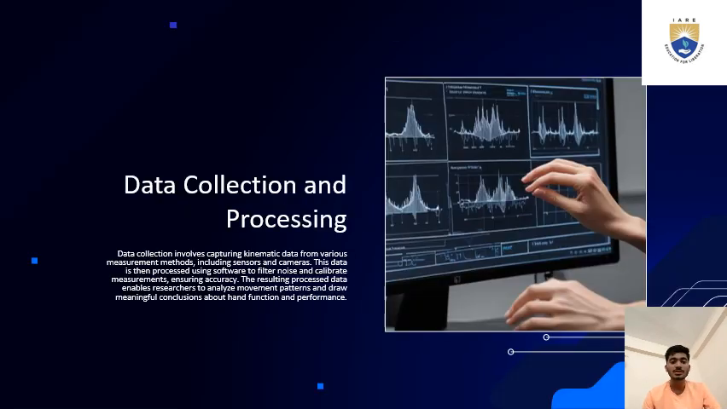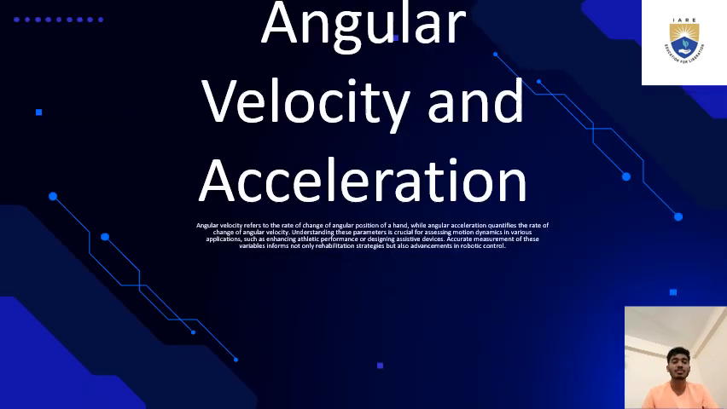Data collection and processing. Data collection involves capturing kinematic data from various measurement methods, including sensors and cameras. This data is then processed using software to filter noise and calibrate measurements, ensuring accuracy. The resulting processed data enables researchers to analyze movement patterns and draw meaningful conclusions about hand function and performance.